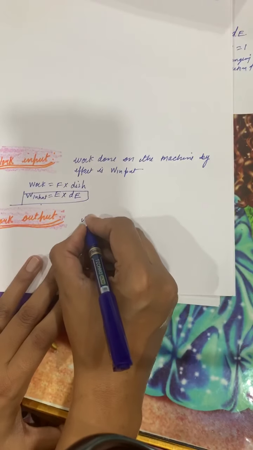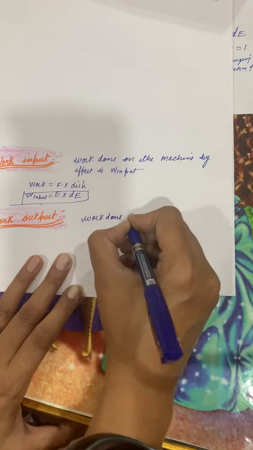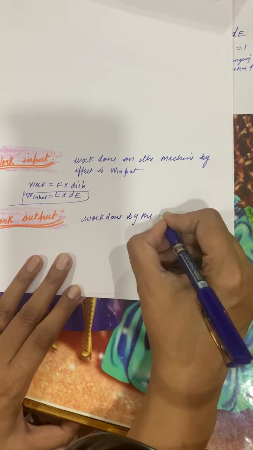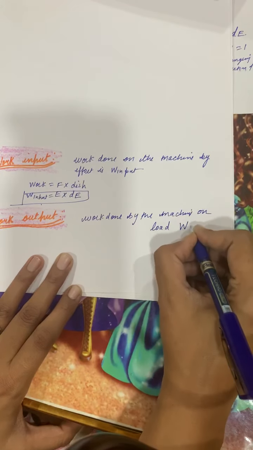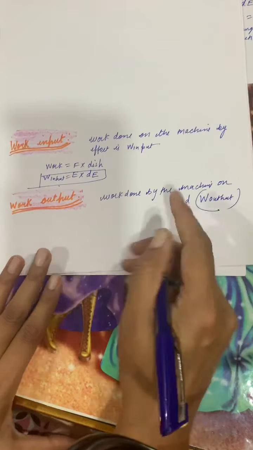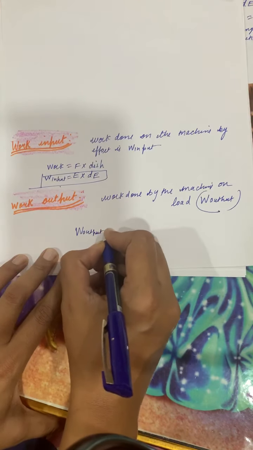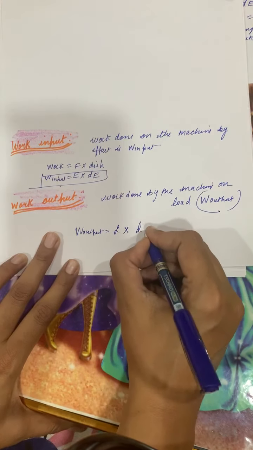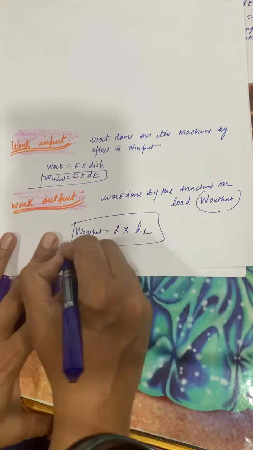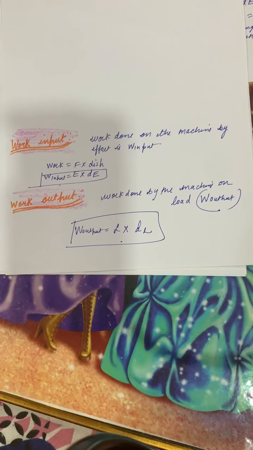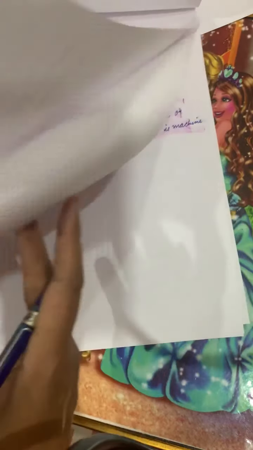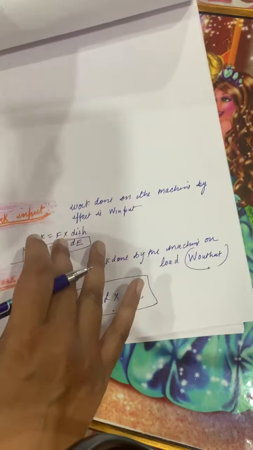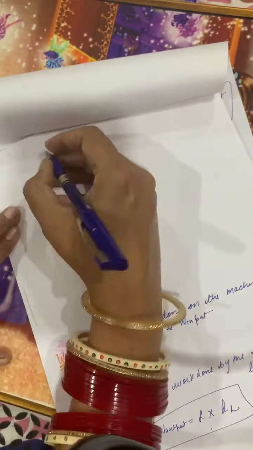Now output, that is work done by the machine on load, that is work output. So I can say work output is load into displacement of the load. Now a very real life concept I am going to explain, a very simple concept, and we can give the name to this topic: principle of machines.